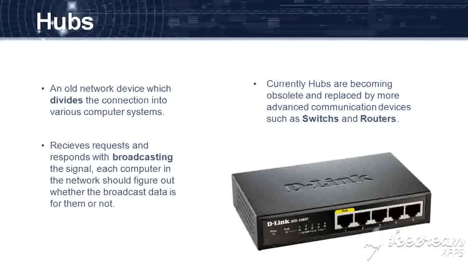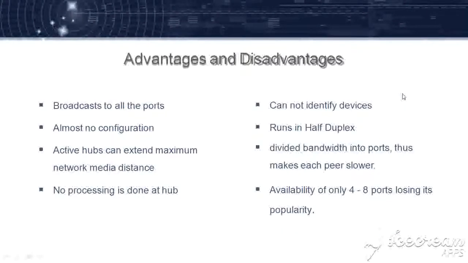Currently, hubs are replaced by more advanced communication devices such as switches and routers. Advantages and disadvantages. Hubs broadcast to all the ports. It needs almost no configuration. Active hubs can extend maximum network media distance. No processing is done at hub.